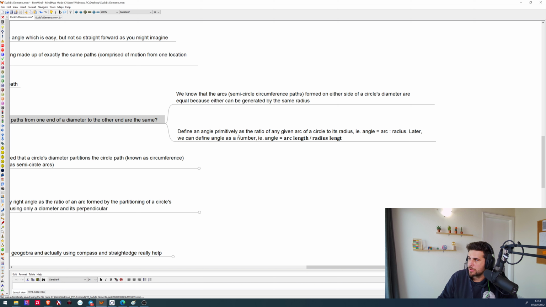Define an angle primitively. We can define an angle primitively as the ratio of a given arc of a circle to its radius, i.e. angle equals arc over radius. Later we can define angles as number, i.e. angle equals arc length by radius length.